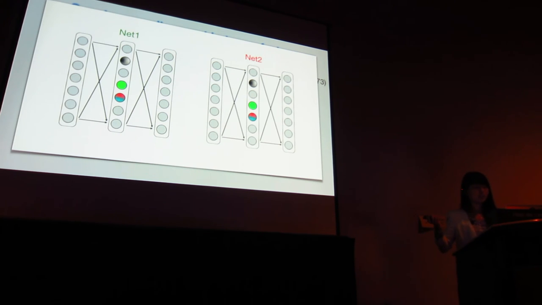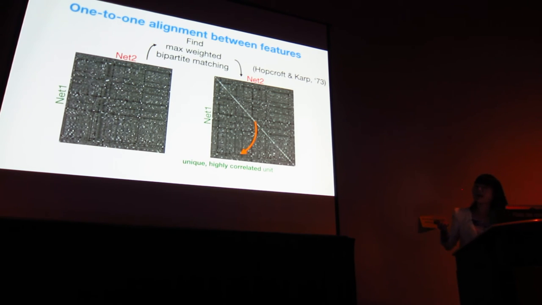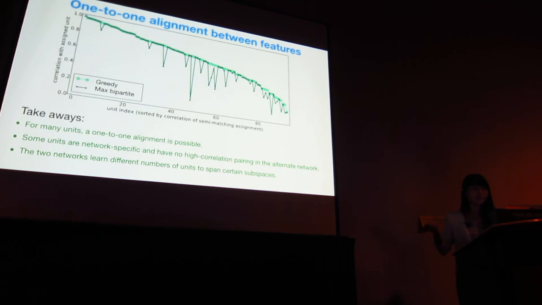If we visualize the correlation matrix between the aligned networks, it looks like this matrix here. And we can see that some of the diagonal entries are very bright, which indicates for this unit in net 1, there exists a unique and highly correlated unit in the other network. So right now we have two different methods of finding the matches, greedy matching and bipartite matching. In some cases, the matches will be the same between both methods, in some cases not. So we can gain additional insight by comparing the matches produced by both methods. And to compare the matches, we plot each unit along the x-axis, along with the correlation of its match along the y-axis.